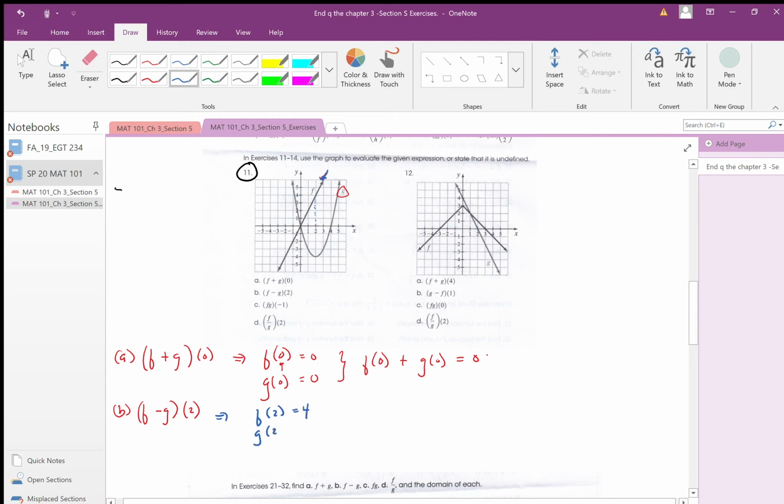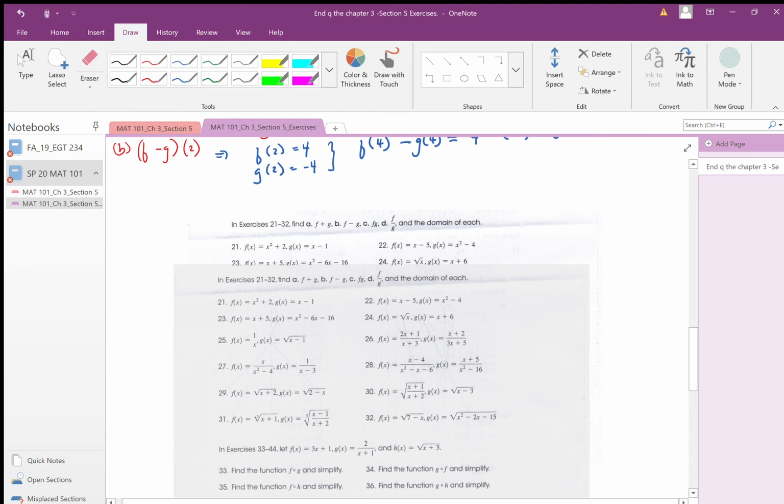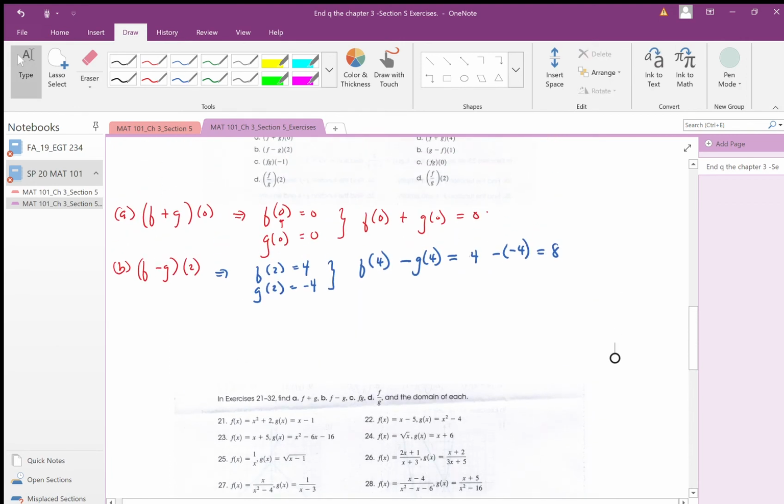When x is 2 on the g graph right here, what is my y? Well, this is 2 right here, I come down, and that's negative 4, I'm sorry. So if I say f of 2 minus g of 2 equals 4 minus negative 4, and that equals 8. Let me just bring this down a little bit here.